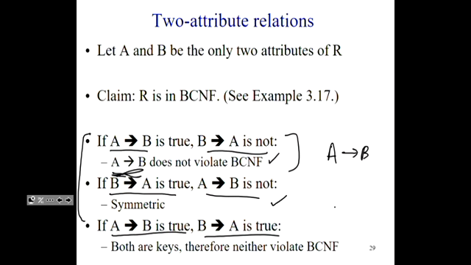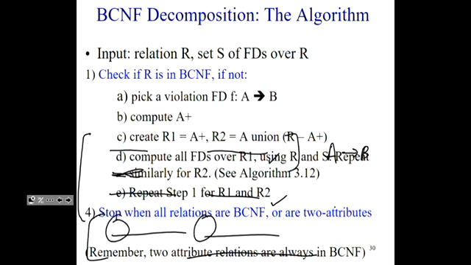So the only case that I need to worry about is the final case, which is if A implies B is true and B implies A is true. In this case, both A and B are keys, and therefore neither of these two rules violate BCNF. Okay, therefore all two attribute relations by default are in BCNF. Okay, so that makes it easy for us to figure out when to stop running this algorithm.